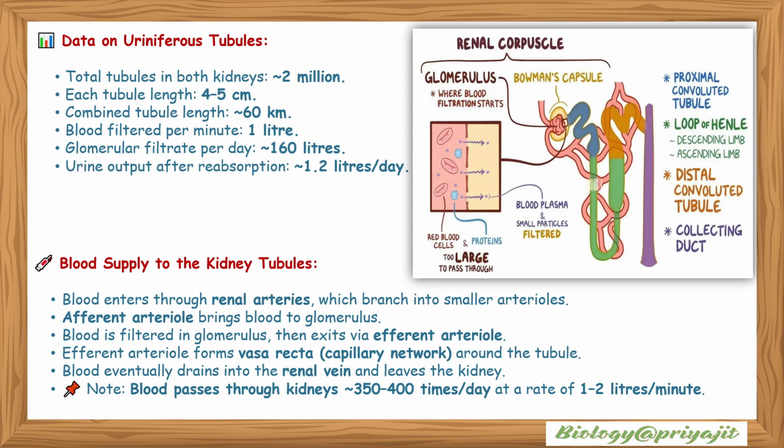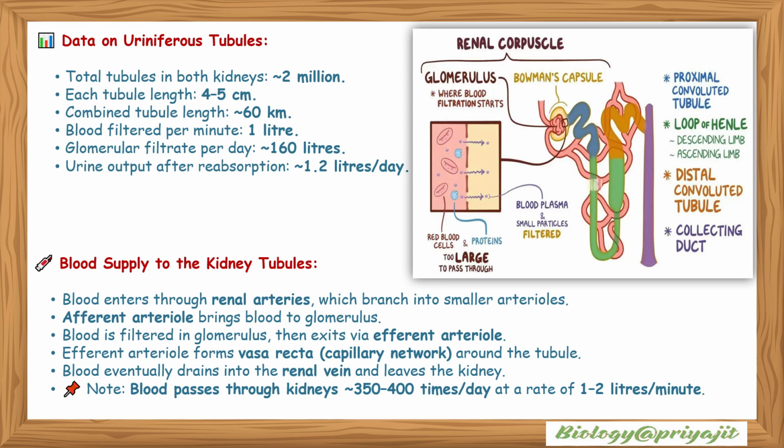Blood supply to the kidney tubules. Blood enters through renal arteries, which branch into the smaller arterioles. The afferent arteriole brings blood to the glomerulus. Blood is filtered in the glomerulus, then exits via the efferent arteriole. The efferent arteriole forms the vasa recta, which is a capillary network around the renal tubule. Blood eventually drains into the renal vein and leaves the kidney.